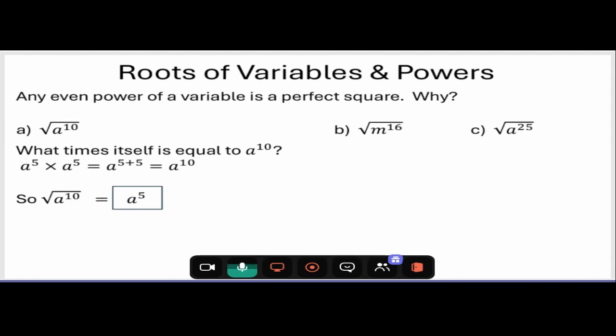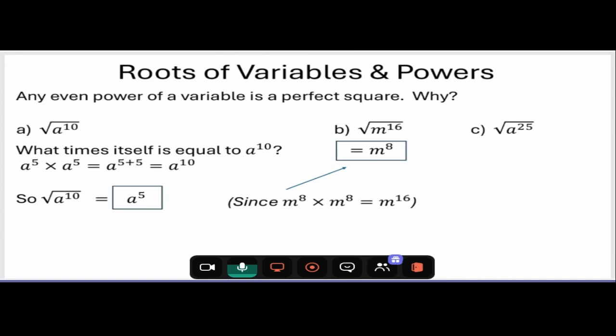Okay, the square root of m to the power of 16. I purposely picked one that tricks people here. You ask yourself the question, always, every time, right? What times itself is m to the power of 16? And the answer is m to the power of 8. Because when you multiply m to the power of 8 times itself, we know you add the exponents, and that gives you 16.